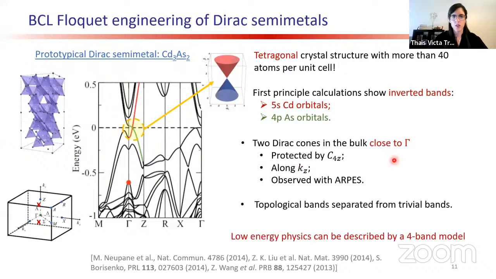Another thing that is important is that these topological bands that are highlighted here are very well separated from other trivial bands of the material. And as a consequence, although the material is very complicated and has a lot of bands, we can describe the topological properties by a minimal four-band model. And so this is the basic model that I'm going to consider in the remainder of this talk.